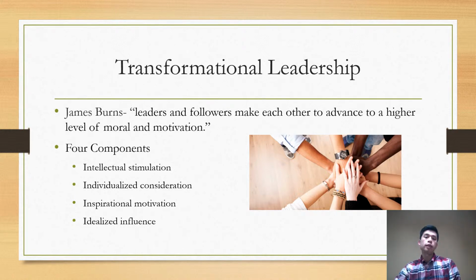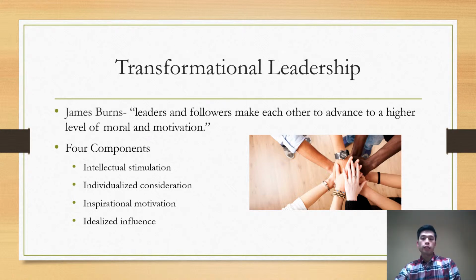There are 4 components to transformational leadership. The first one, intellectual stimulation. Transformational leaders not only challenge the status quo, they also encourage creativity among followers. Second is individualized consideration. Transformational leaders also involve offering support and encouragement to individual followers. They often embrace open communication and the sharing of ideas.